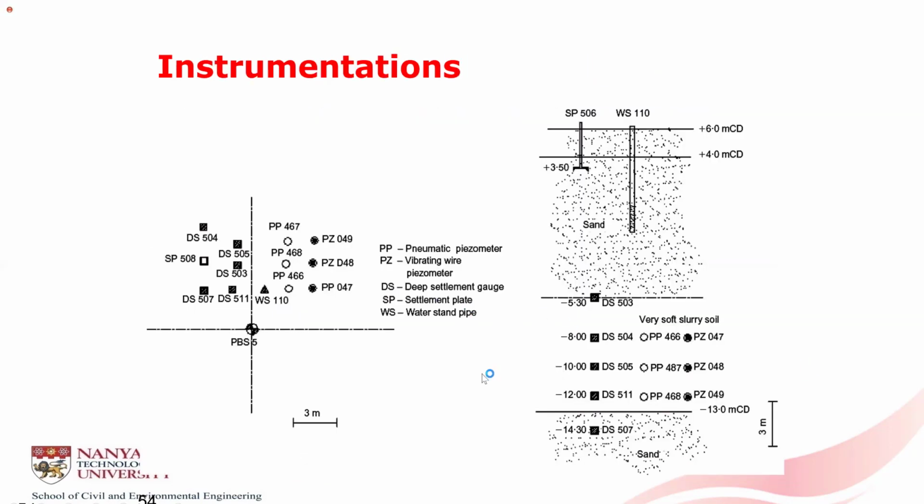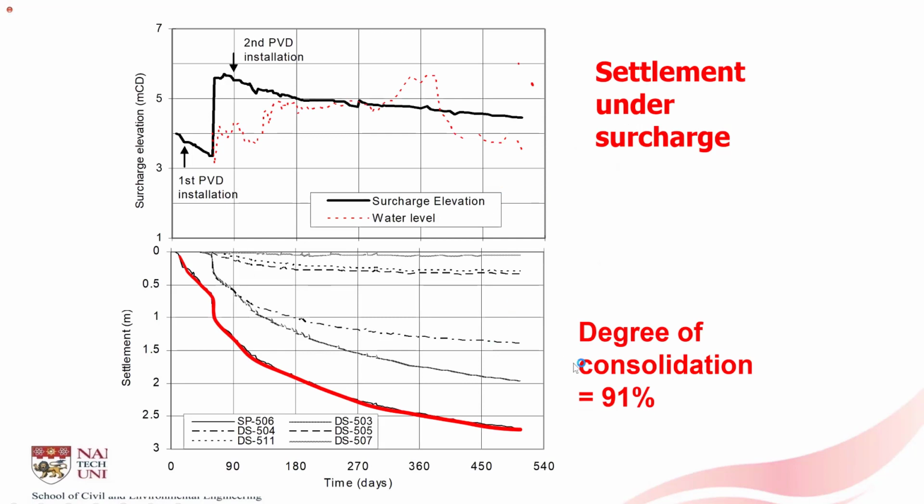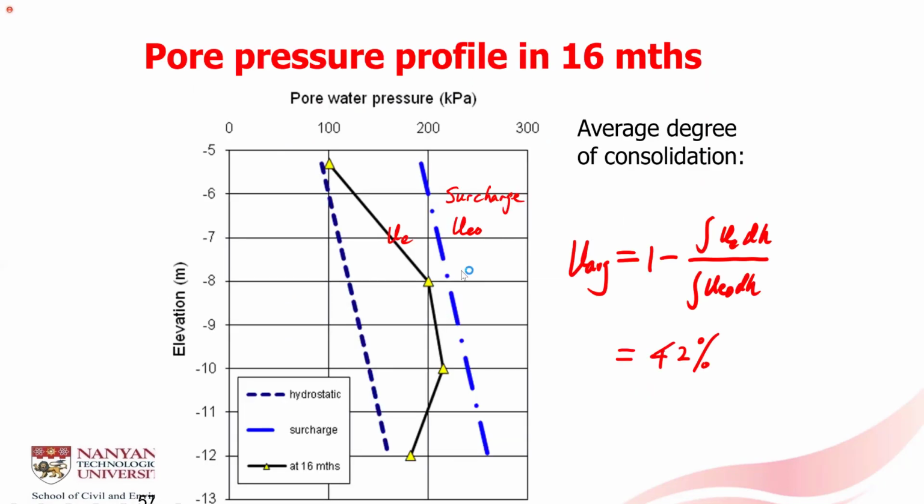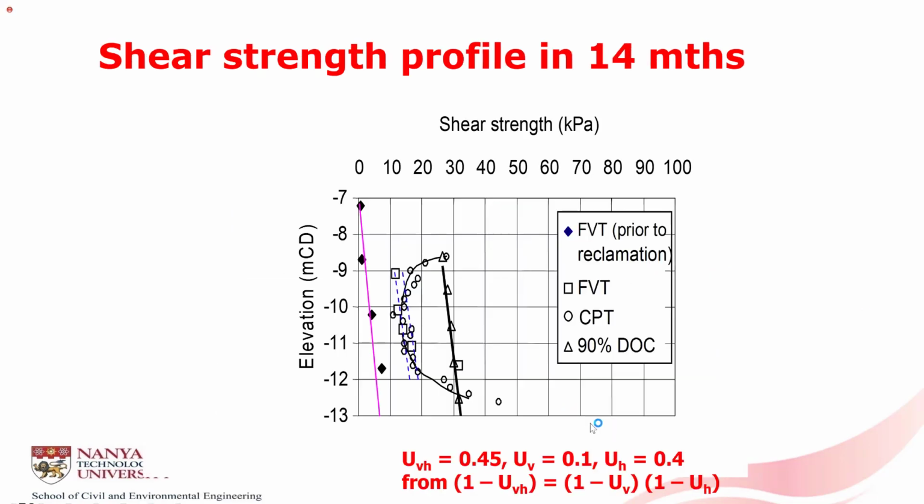So here is the instrumentation scheme. Here is the settlement monitored versus time. From the surface settlement, we can estimate the degree of consolidation to be 91%. And from the piezometers, we are able to estimate the degree of consolidation to be 42%, by plotting the pore pressure versus depth and using the method which I have explained.